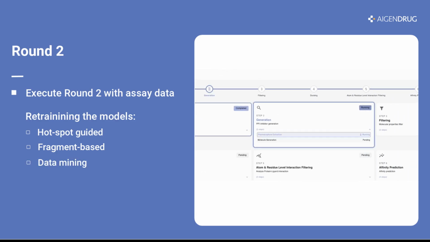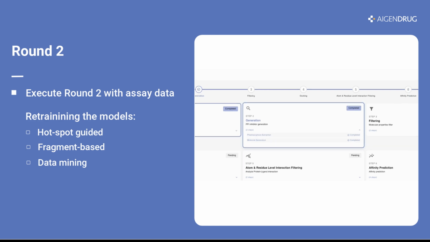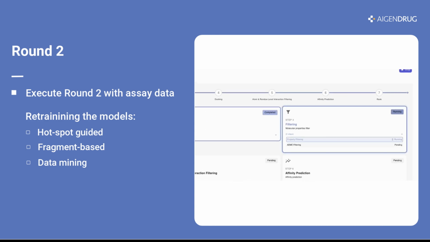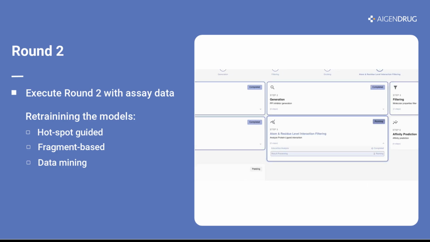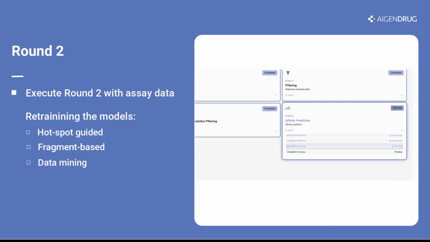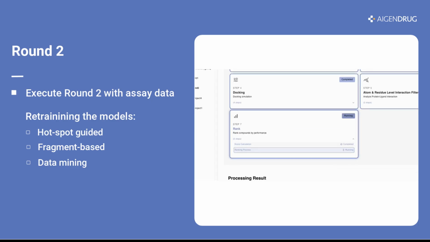The data mining for active molecules can utilize the new assay data from round 1 for the construction of chemical networks for mining active molecules with more refined substructures or fragments. After being generated by the newly updated model trained on assay data, candidate molecules undergo a rigorous filtering process and detailed docking simulations to assess how well each molecule fits into the target binding site. Residue-level interaction filtering is applied, and molecules are ultimately prioritized based on their predicted binding affinities.